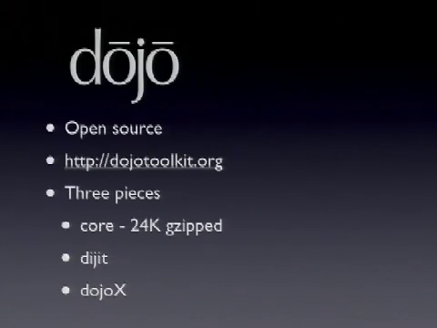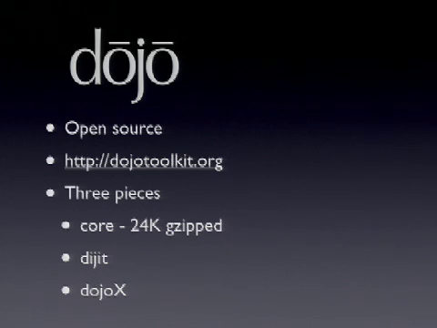Dojo is three pieces. It's open source. So you've got three big parts that you can use. One is called the core. This is really small. This is really competitive. Gzipped on the wire, it's about 24K. Gives you a lot of really cool stuff.